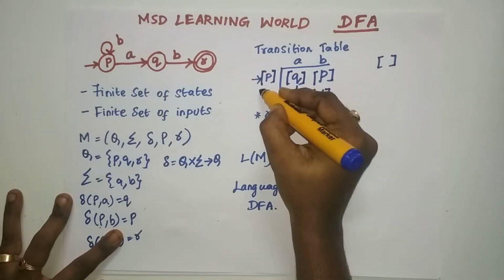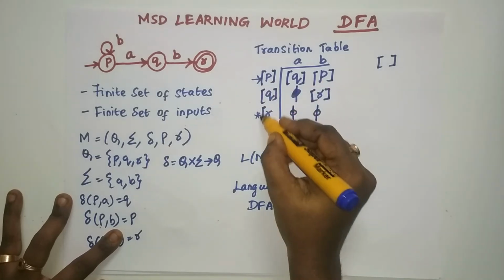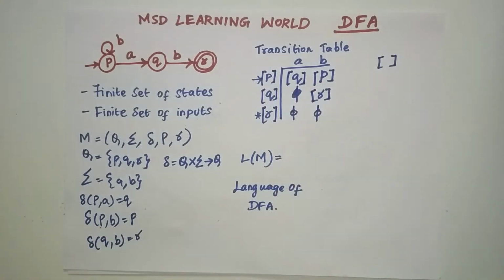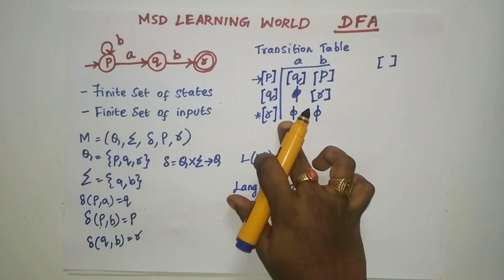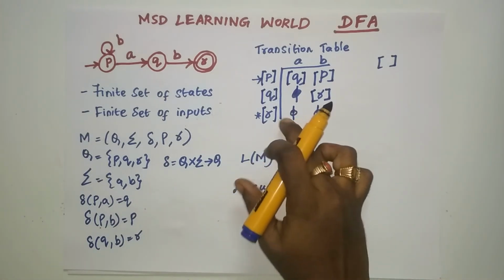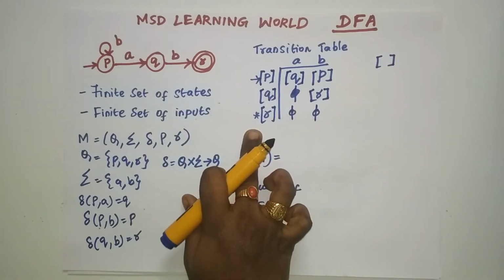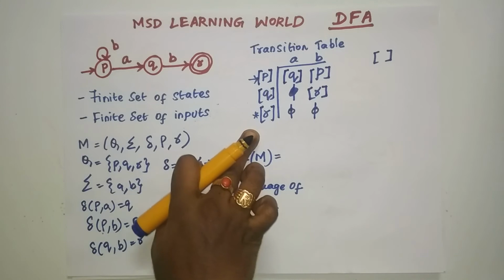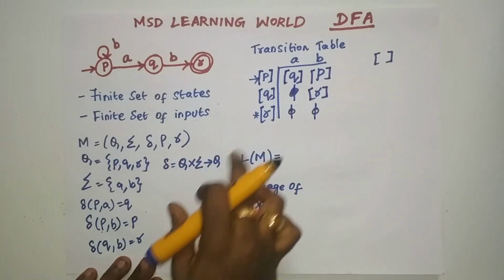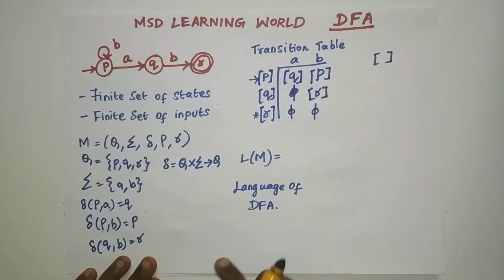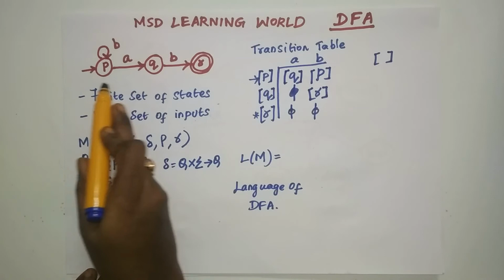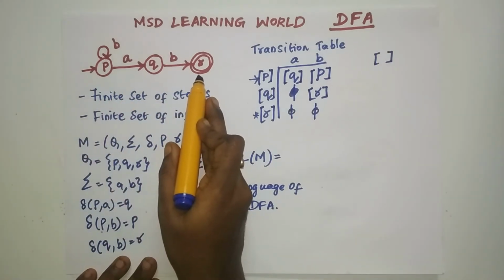So from the transition table, you must be able to differentiate the type of the machine. This is the transition table for a deterministic finite automata, and the initial state is represented with an arrow mark and the final state is represented with a star in the transition table. And now, what is the language of the machine? The language is nothing but the set of all strings that is accepted by that machine. So now, what is the set of all strings accepted by this machine?